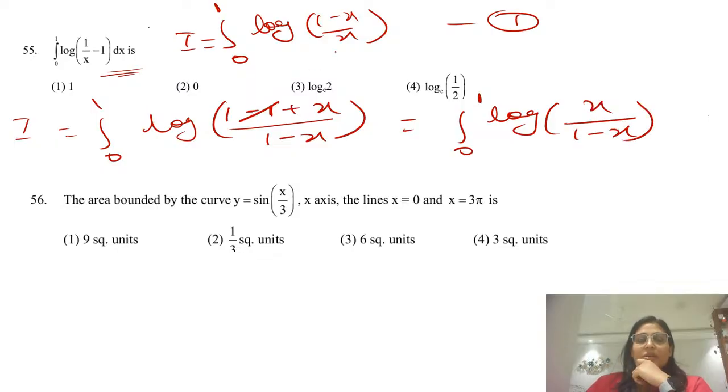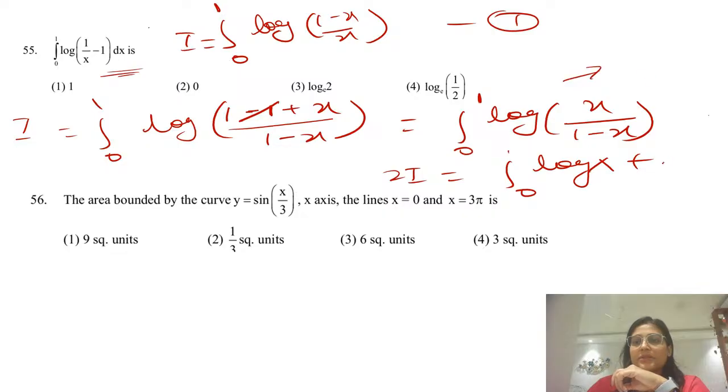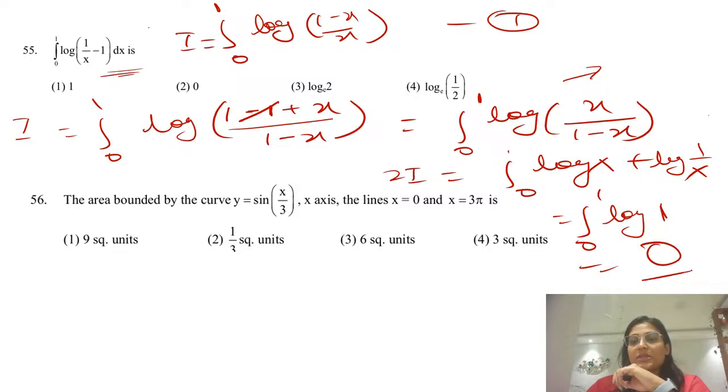So what I can do here is add these two. 2I is the integral from 0 to 1 of log of (1 minus x) by x plus log of x by (1 minus x). Let's apply the property of log: log m plus log n is log mn. That will become log 1, and we know that log 1 is 0. So a big laddu is the answer. I hope you all understood the laddu.